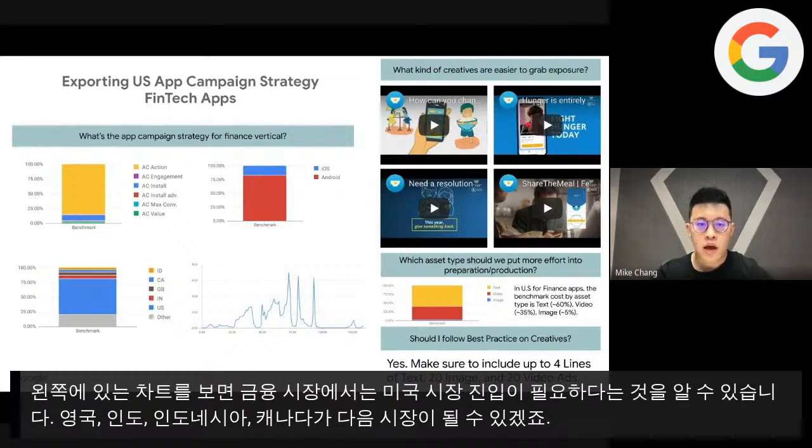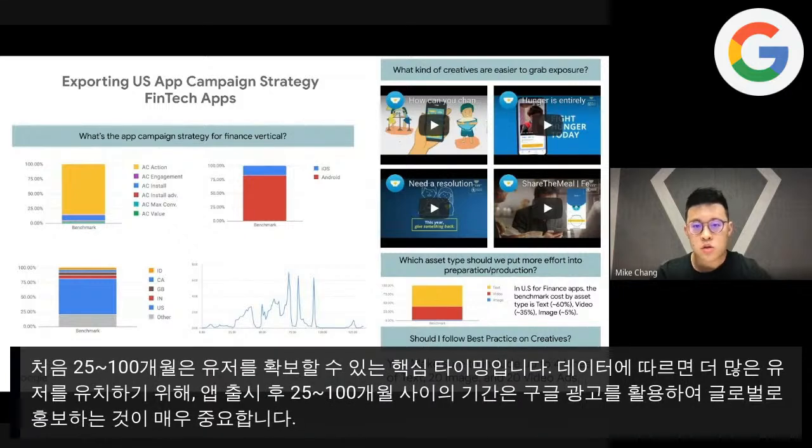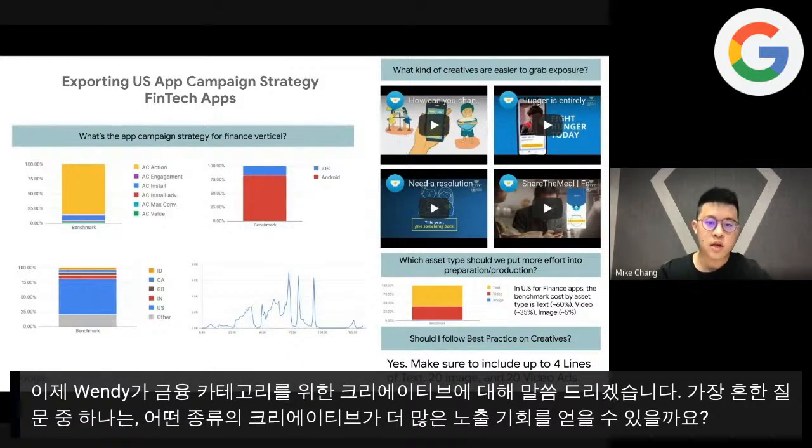Along with the app lifecycle, the first 25 to 100 months will be the key timing for user acquisition. According to the data insights, the duration between 25 to 100 months after your app is launched will be super important to leverage Google Ads to promote globally in order to attract more users to your app. Now I will turn to Wendy for more insights on creatives for the finance vertical.